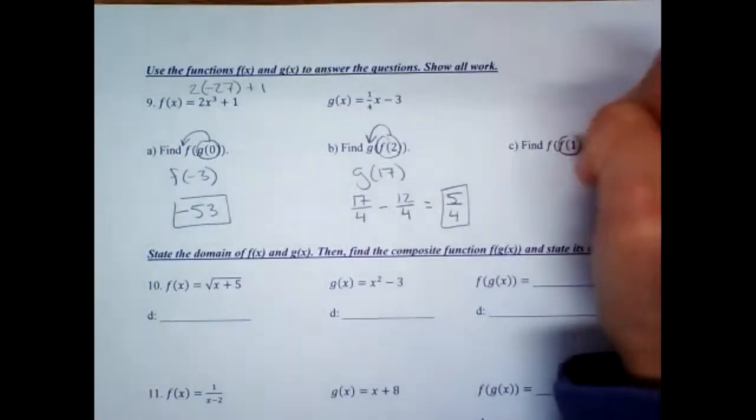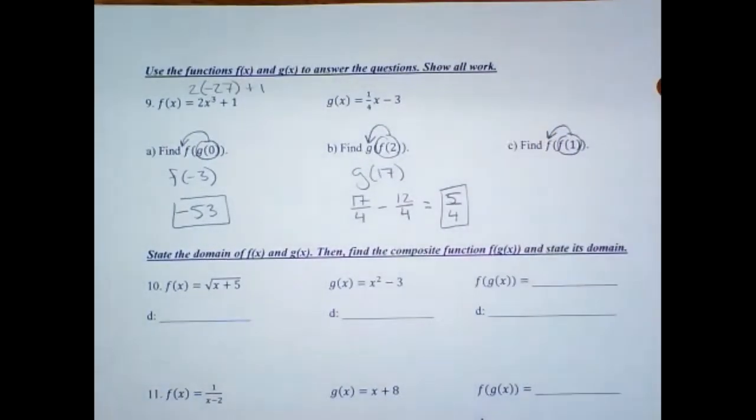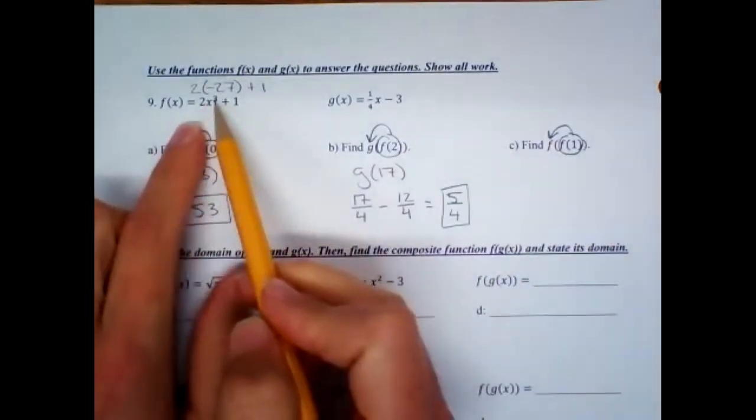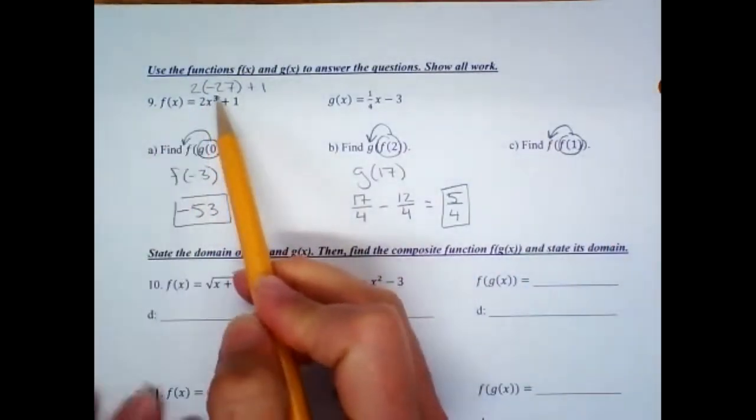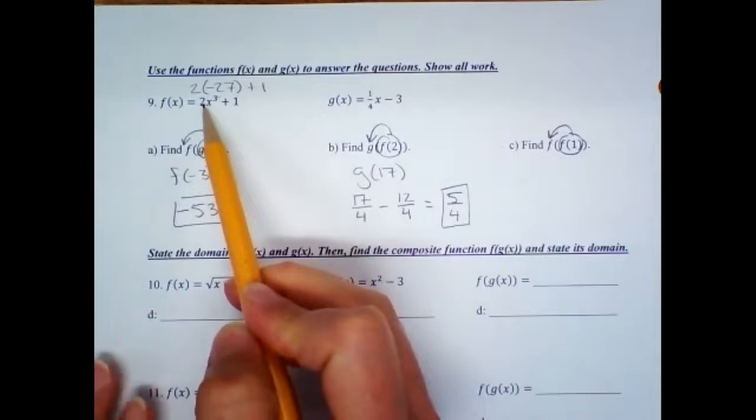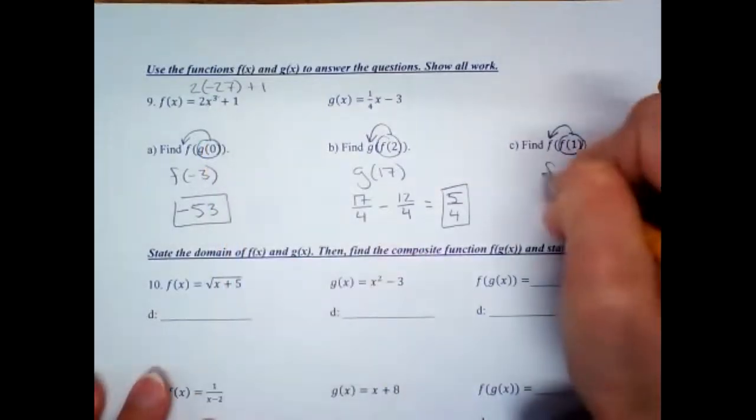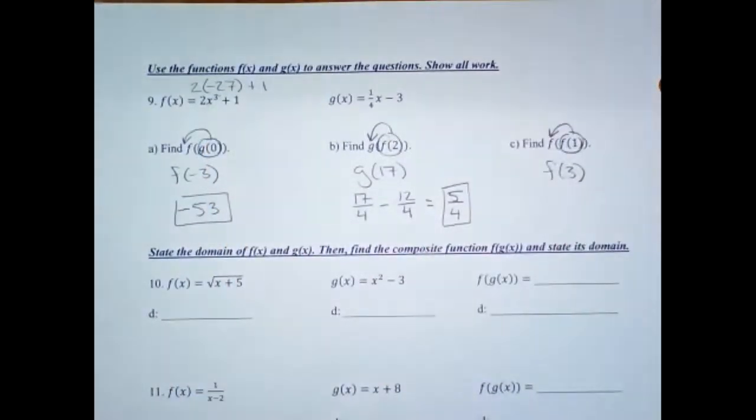And then this one is f of one. This is where my telephone analogy kind of breaks down, because this is like you whispered the secret to yourself and still got it wrong. Like how that analogy works. But anyway, you're plugging into the same function. F of one, 1 cubed. 1 times 2 is 2, plus 1 is 3. So f of 3.